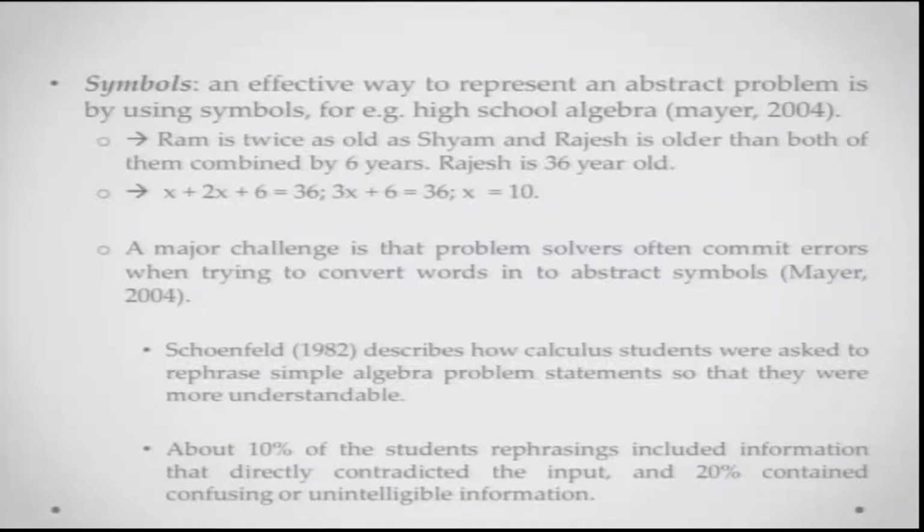Suppose, for example, in high school algebra, you are sometimes given word problems, something like: Ram is twice as old as Shyam, and Rajesh is older than both of them combined by 6 years, and Rajesh's age is 36 years. You can spend a minute over it and come up with the equation x plus 2x plus 6 equals 36, and in a couple of steps you get x equals 10, so Ram is 10 years old, Shyam is 20 years old, and combined they are 30, and adding 6 gives Rajesh's age, which is 36.